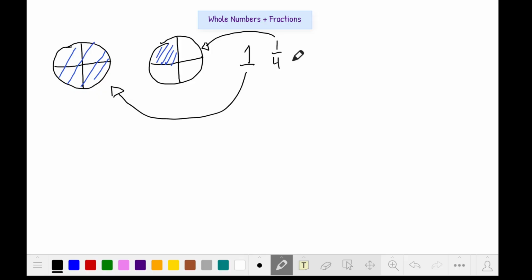Because so far, all of the operations that we've seen, addition, division, multiplication, all that fun stuff, relied on us having one fraction, whereas here we've got a whole number and a fraction. Well, what we do is we turn the whole number into a fraction. That's what we're going to do.